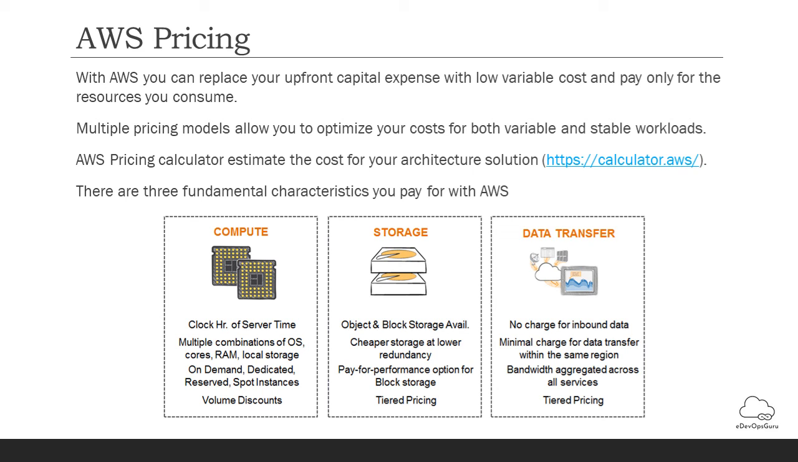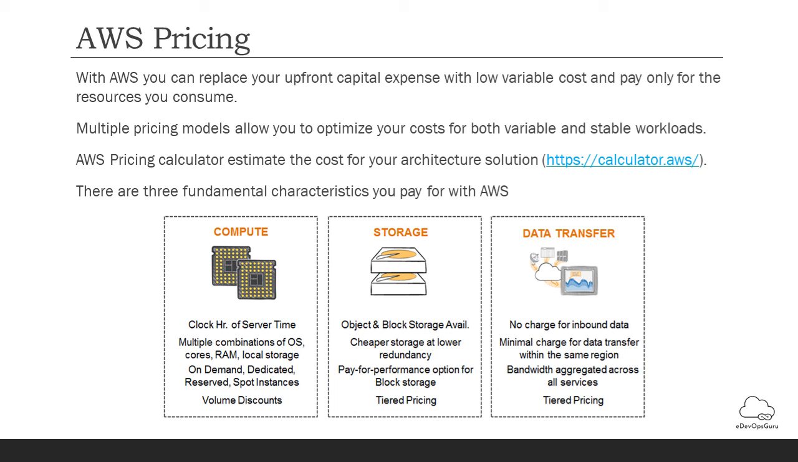As per AWS, there is no charge for inbound data, but whenever data is transferred out of AWS, that is used for charging the data transfer. Similarly, bandwidth aggregated across all the services also is used for calculating the data transfer.